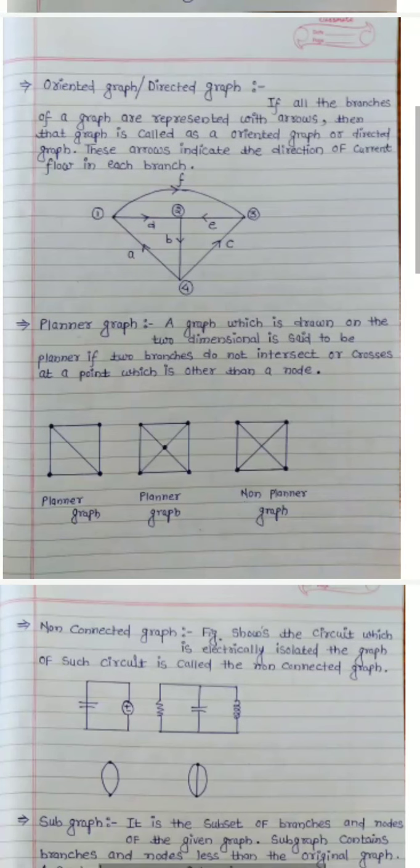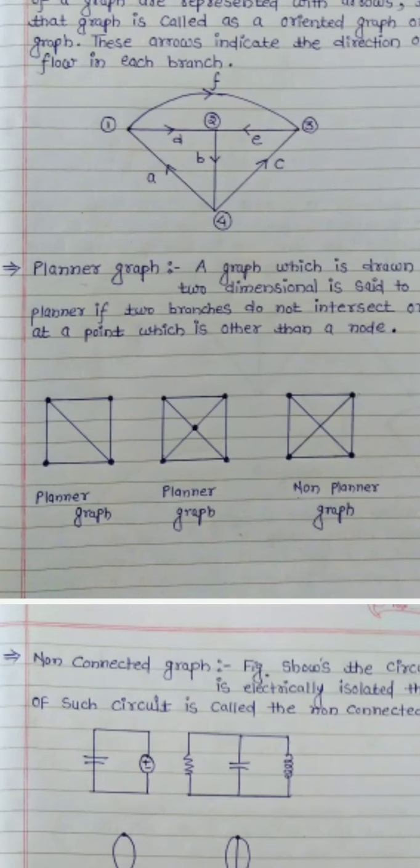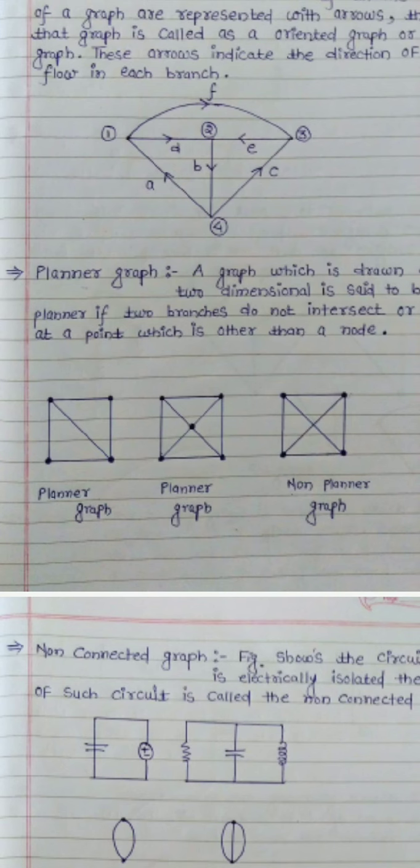Next is planar graph. A graph which is drawn on two dimensional plane is said to be planar if two branches do not intersect or cross at a point which is other than a node. The diagrams are given for planar graph. If a graph is drawn on a two dimension plane, it is known as planar graph.